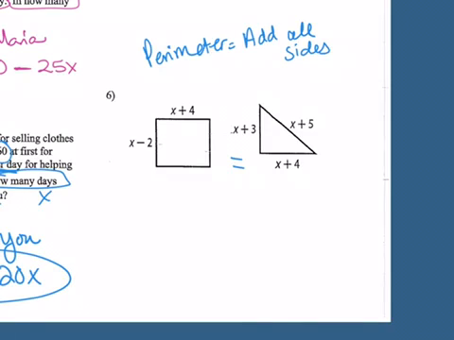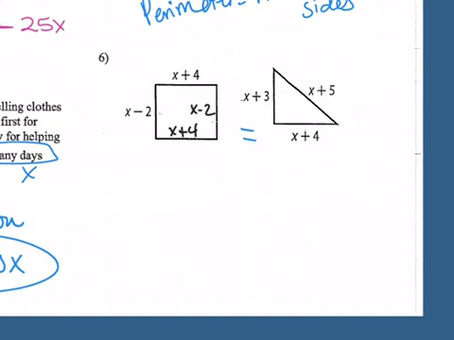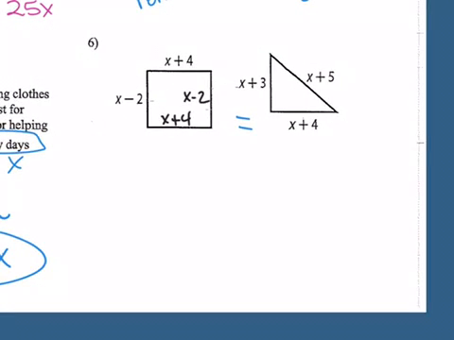So for the first rectangle, one of my sides is x plus 4. The other one is x minus 2. So that means I know the other two missing sides because it's a rectangle, so the other two should be the same. So if you wanted to find the perimeter of that rectangle, you could technically do this.